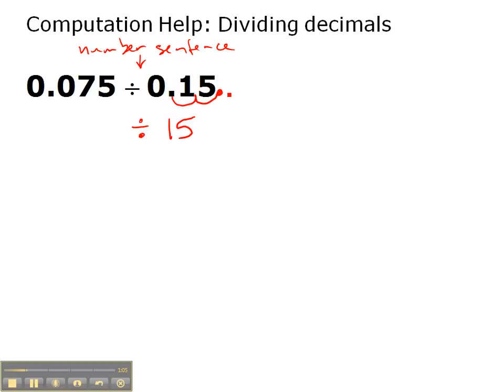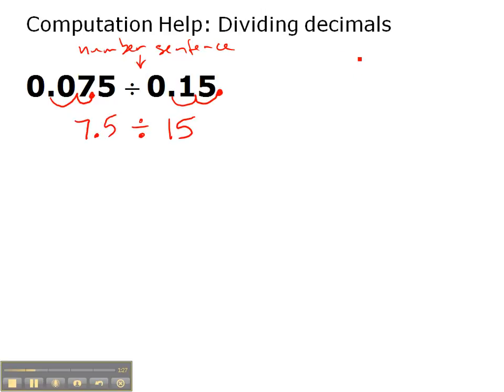You can do that. It's valid to do that as long as you do the same thing to your dividend, the number that you're dividing. If I moved this decimal 2 places to the right, I need to move this decimal 2 places to the right. So now that number is no longer 75 thousandths, that is now 7 5/10.